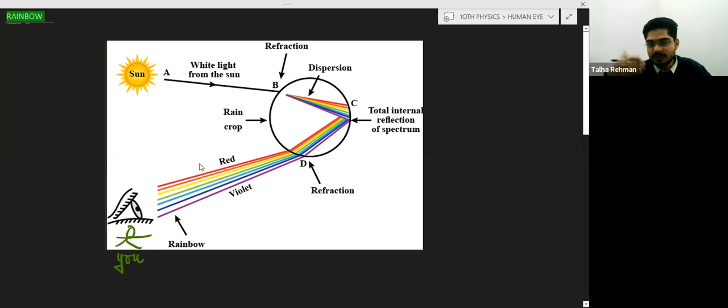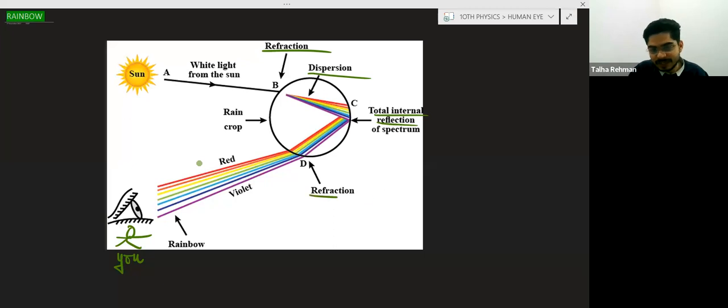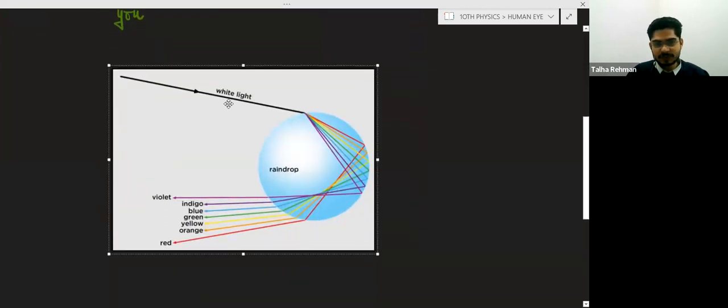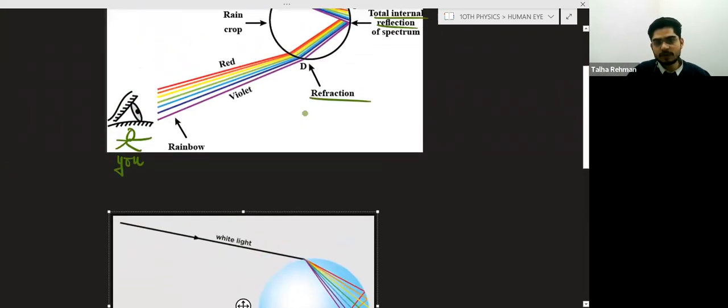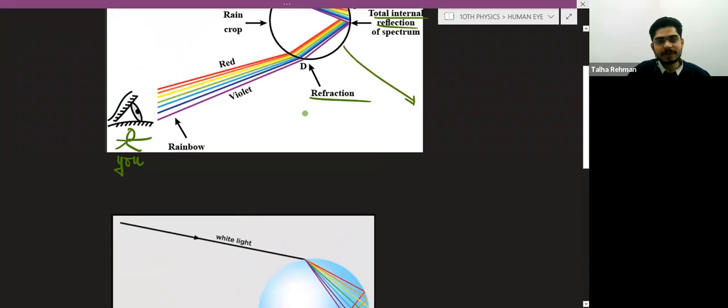That's how we are able to see the rainbow. Three phenomena are taking place. First is the refraction; basically at B there will be the refraction, and after that there will be the dispersion, and after that there is total internal reflection, and after that there will be again refraction. Basically this is looking like this also. This is a white light, and this is a raindrop. I have told you this raindrop will behave as a prism.